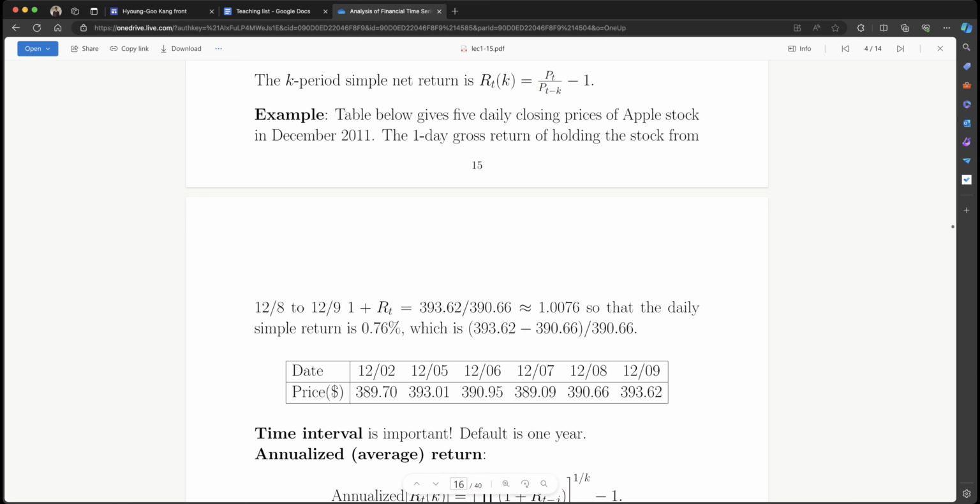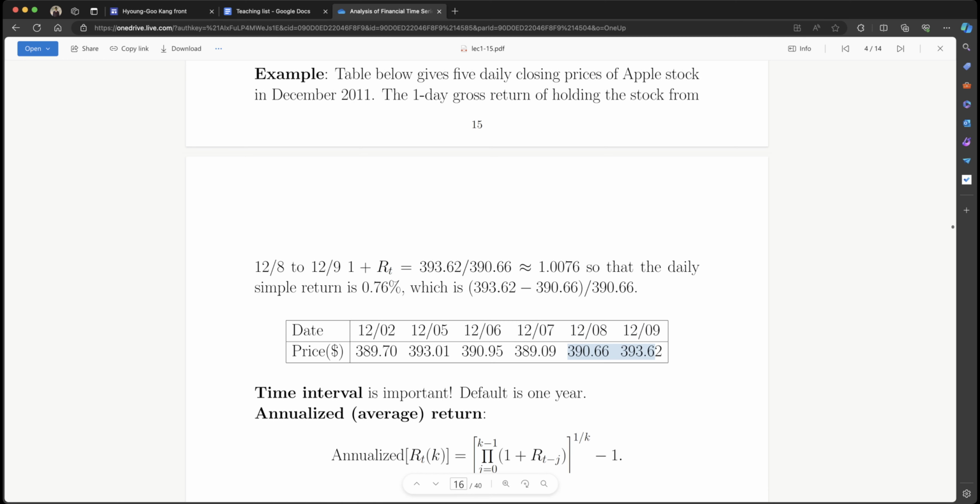So the daily simple return is what? It is 0.76%. Okay, which is again this one minus 1, right? This one minus 1. So this is like this one. Okay, so from 8 to 9, it is a return between the 2 points.